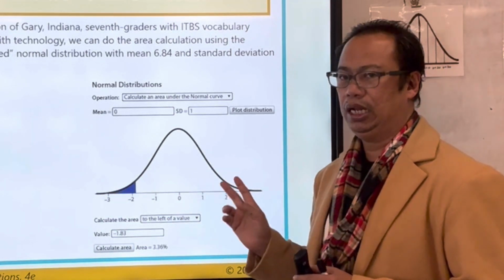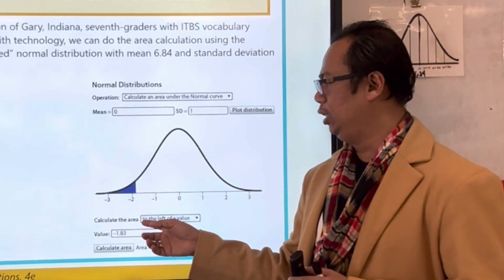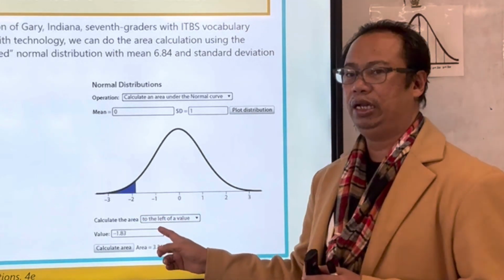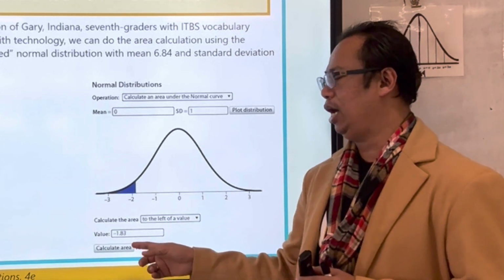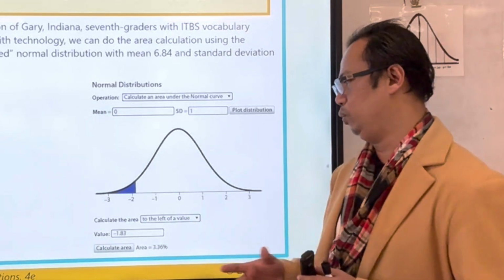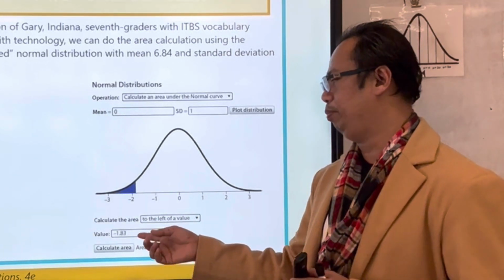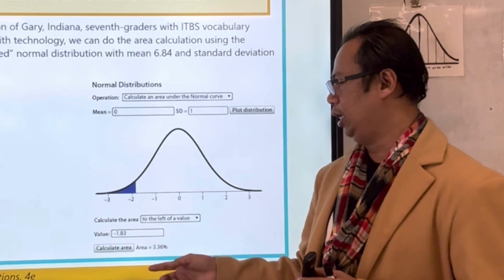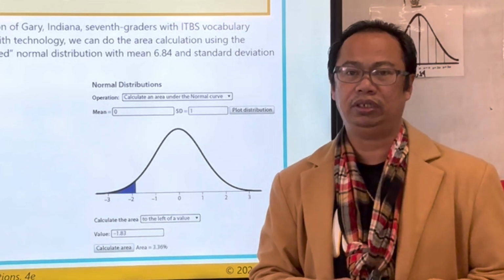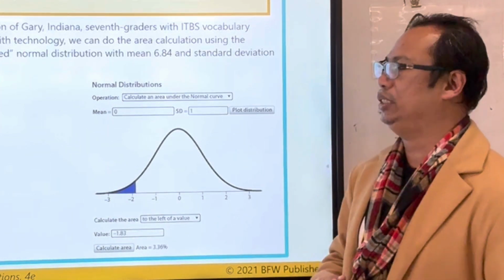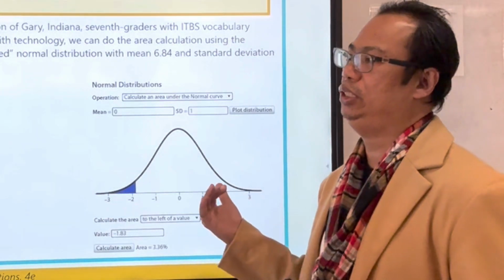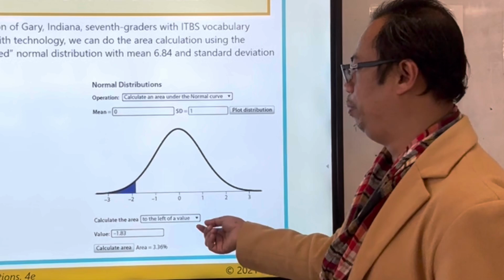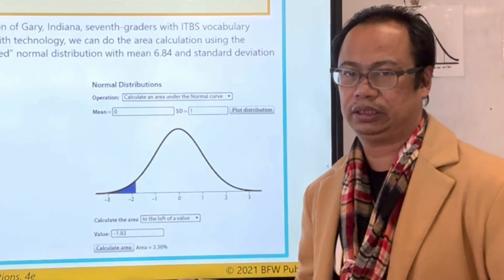Then, after that, calculate the area, making sure it is to the left of the value. Then type the z-score value, negative 1.83. Then the area will be 3.36, the same as on the table. So we got 3.36 on the table, and we got 3.36 on the applets.